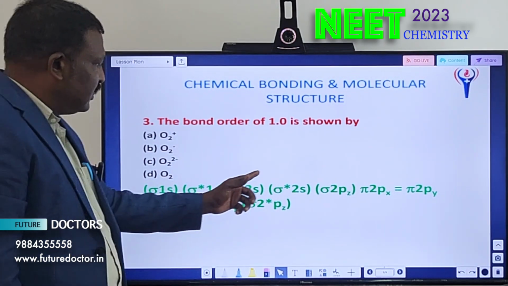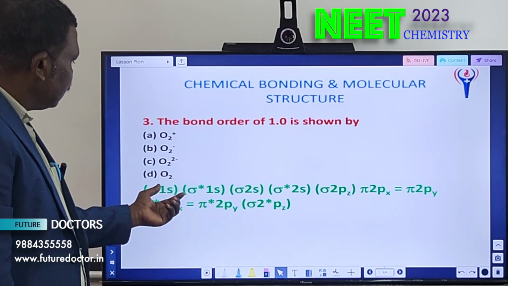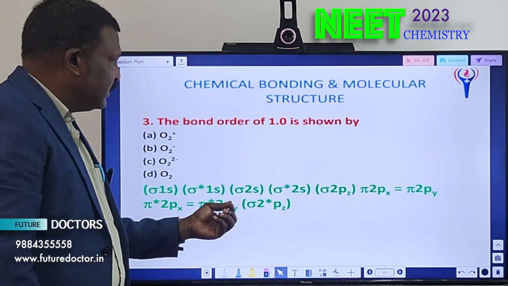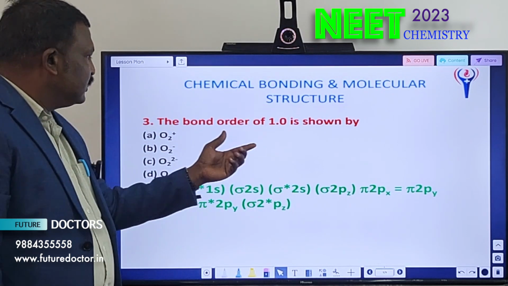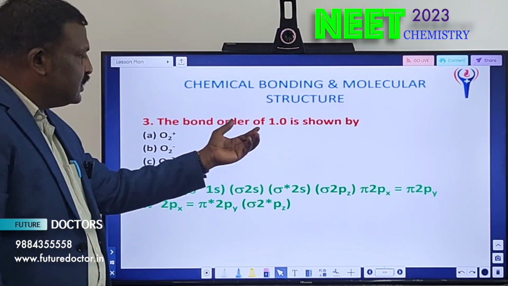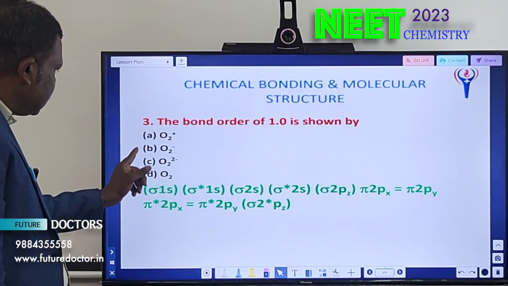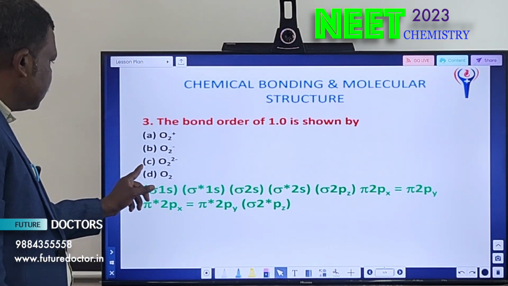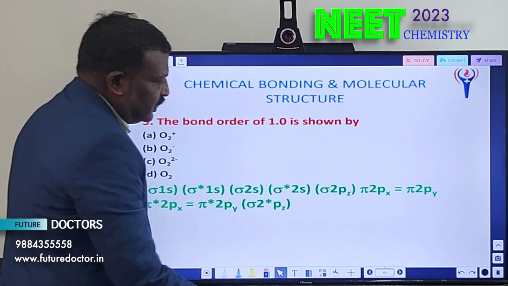Okay, they will not give this one. Okay, you have to remember all these molecular orbital arrangements. Okay, right. Bond order of 1.0 is shown by, so which molecule has bond order 1.0? That's the question. Okay, option A O2 plus, option B O2 minus, option C O2 2 minus, option D O2. Understood? Right. Next one.